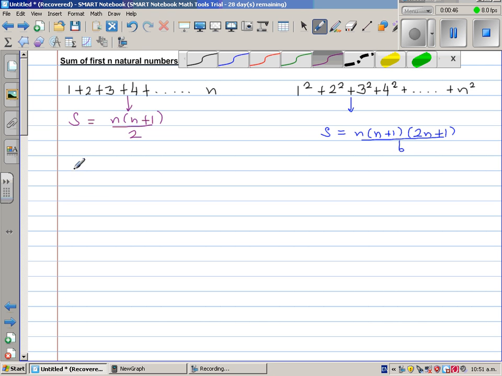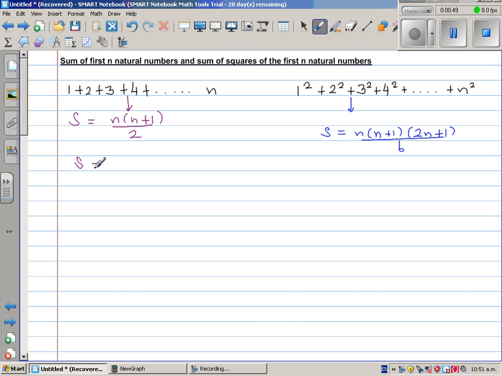Okay, so let us define s as 1 plus 2 plus 3 plus 4 plus dot dot dot plus n. Let us define s as the sum from 1 to n. Now if you do n squared minus (n minus 1) the whole squared, what would we get? Well, this is n squared minus (n squared minus 2n plus 1).